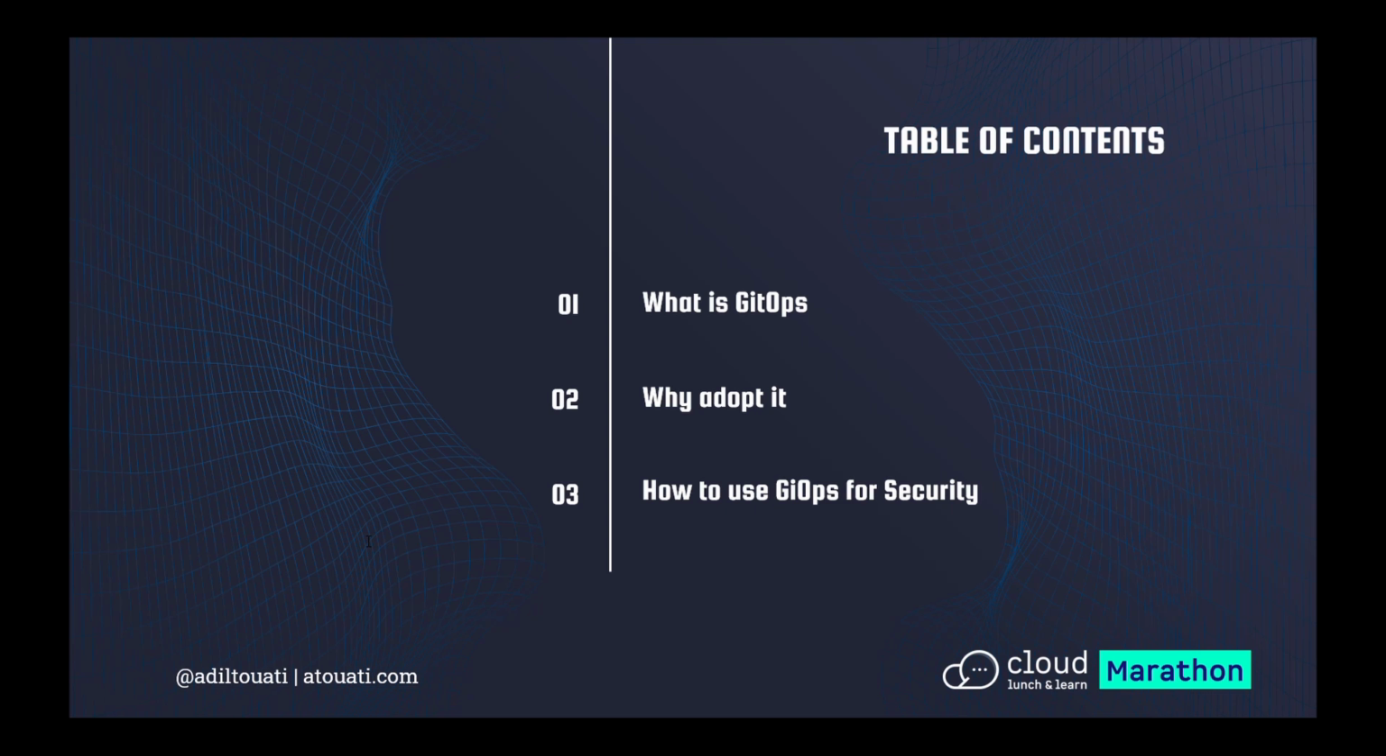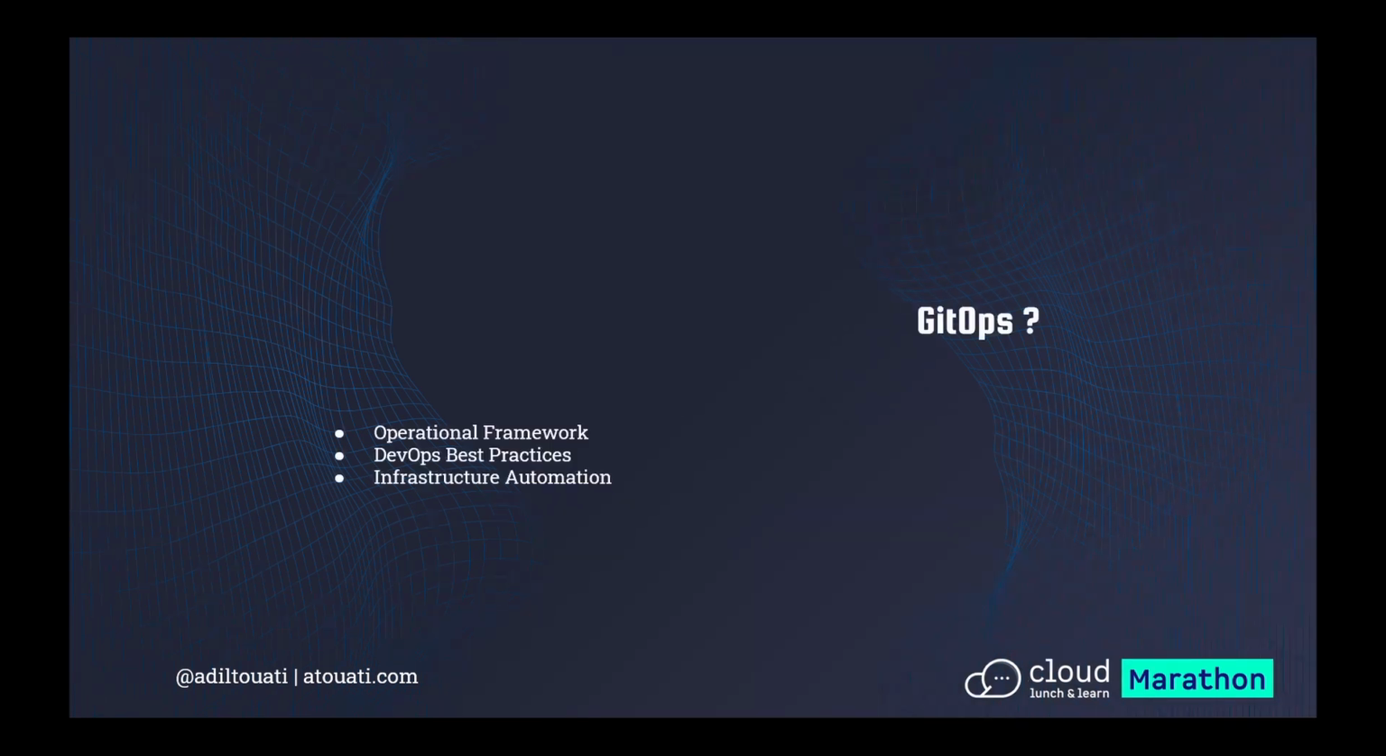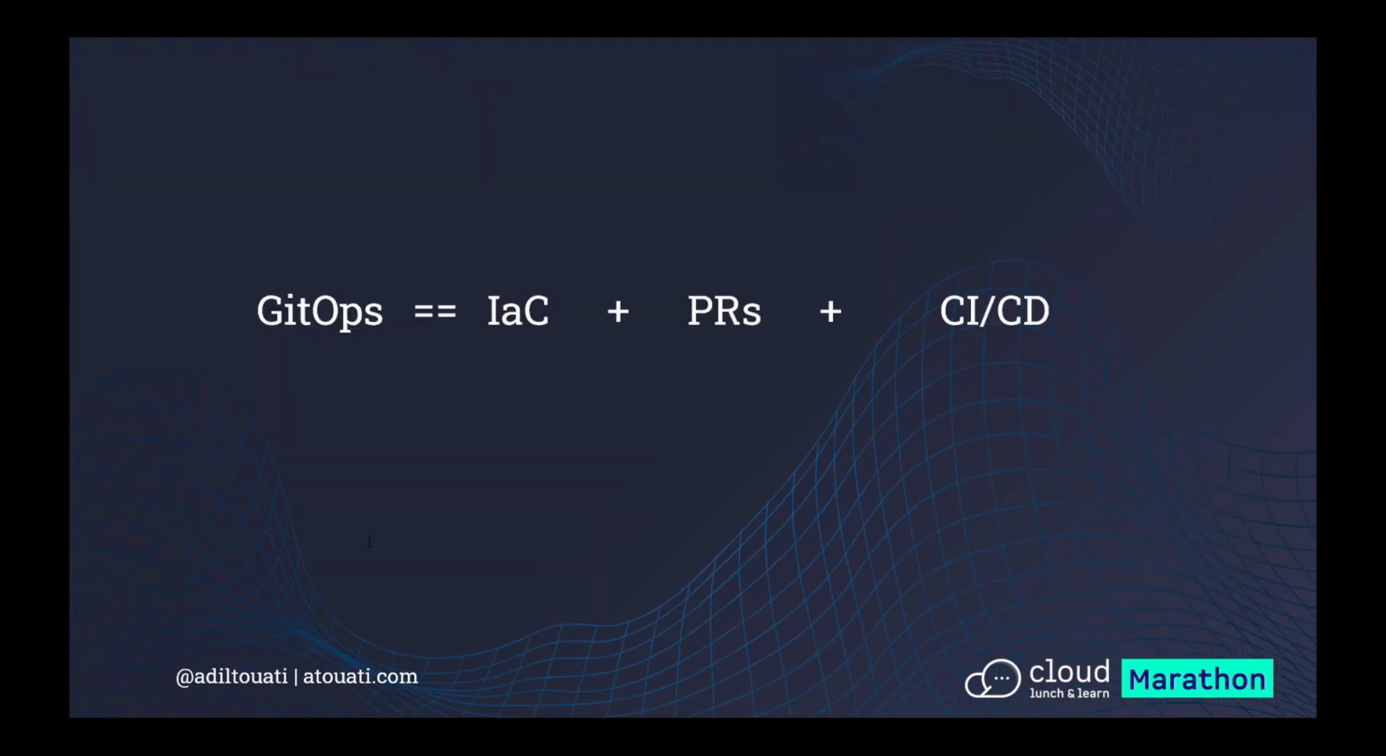To understand how to leverage GitOps for security, let's first have a look at what GitOps is and why it matters. So what is GitOps? It is an operational framework which takes the best practices used in application development, such as version control, collaboration, compliance, and CI/CD pipelines, and applies them to infrastructure automation. In other words, GitOps uses three main components: infrastructure as code, pull requests or merge requests as agents for the change, and automation via CI/CD.